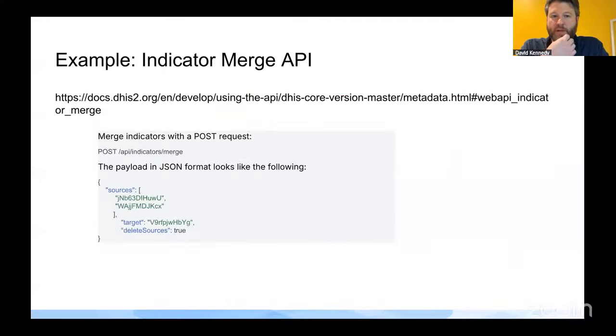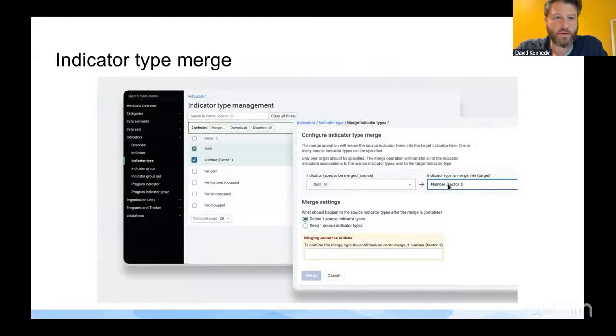For the API that's available, I do recommend going and having a look at the documentation. I've got links at the end as well that will be included in this presentation, which will be shared. But just an example, I'm not going to go through doing the API merge, but there are endpoints for each of the metadata objects, and then in the payload you define the sources and the target, and whether you would like to delete or not. As you can see there.